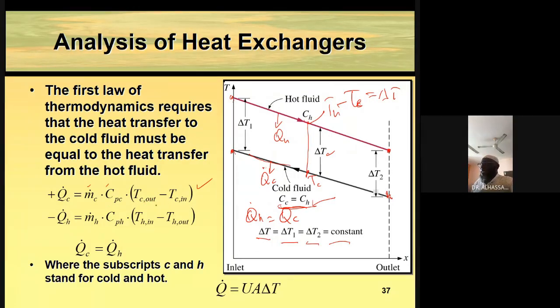And what is this delta T? It is T cold out, the temperature of the cold outlet, minus the temperature of the cold inlet. So that's our delta T over here. And similarly, the heat gain by the hot fluid equals the mass flow rate times the specific heat capacity.